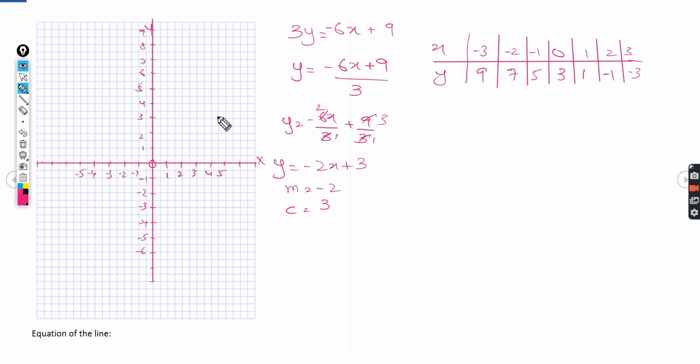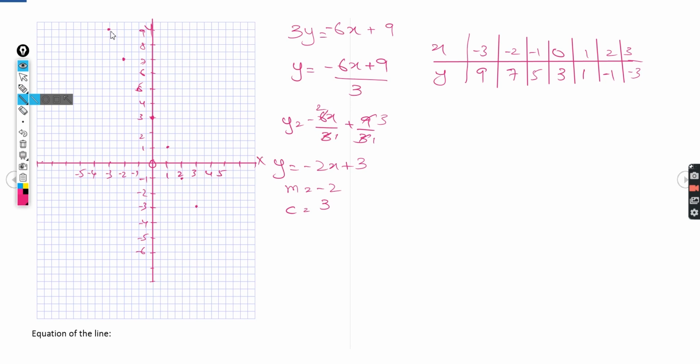Okay. So negative 3 gives me 9. Negative 3 is x and 9 is y. So this line will come up over here. Negative 2 gives me 7. So this is negative 2, and this is giving me 7 over here. Negative 1 gives me 5, so negative 1 will give me 5 over here. 0 gives me 3. 1 gives me 1. 2 gives me negative 1. And 3 gives me negative 3.